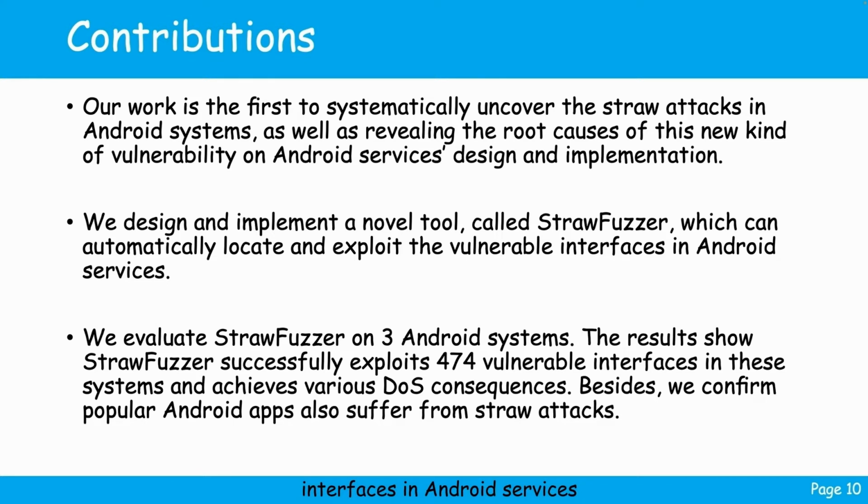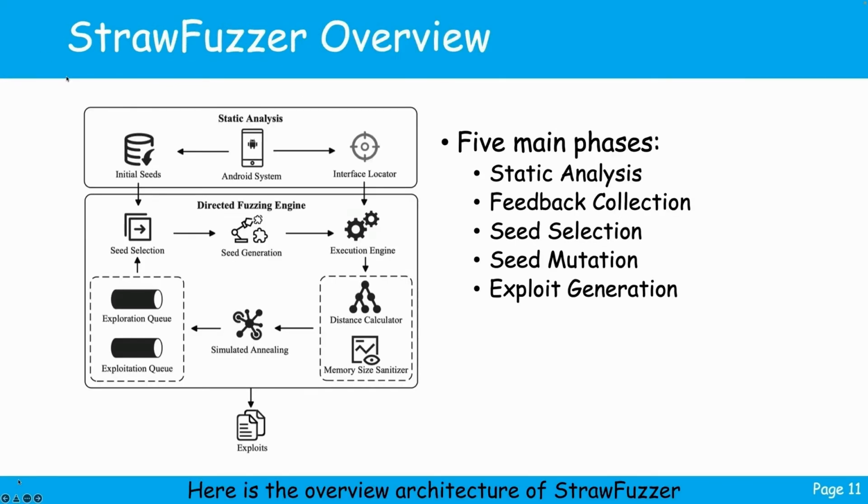We evaluate StrawFuzzer on 3 Android systems. The results show StrawFuzzer successfully exposes 474 vulnerable interfaces in these systems and achieves various DoS consequences. Besides, we confirm popular Android applications can also suffer from straw attacks. Here is the overview architecture of StrawFuzzer, and it has 5 main phases as shown in this figure.